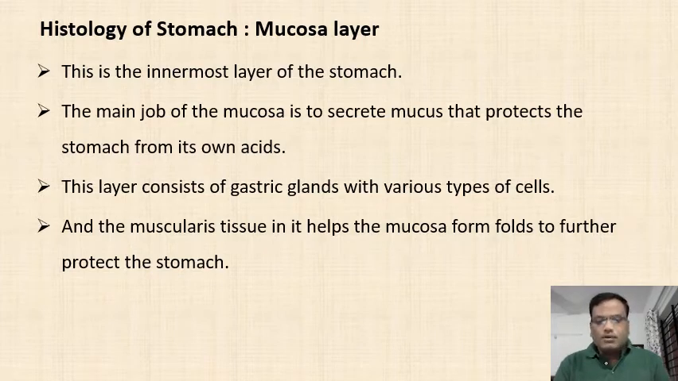Now I just want to remind you, or you just recall the structure we studied a few minutes ago. The innermost layer, which is made up of mucosa, has gastric pits, which are made up of different kinds of cells. And one type of cell is going to produce hydrochloric acid. You know that very strong hydrochloric acid is secreted by the stomach.